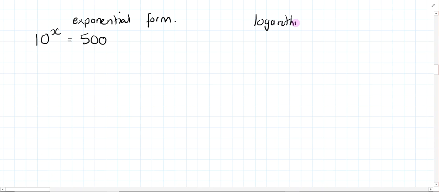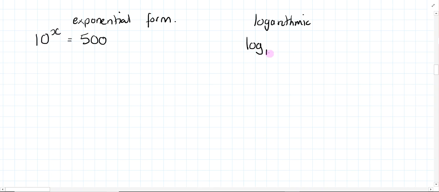Does anyone know already? Ethan. 10 log base x 500. No, not quite. Karen. Is it log to the 10 equals 5? You've forgotten log 10 500. Log to the base 10 of 500. Log to the base 10 because the 10 is the base of the exponential form.